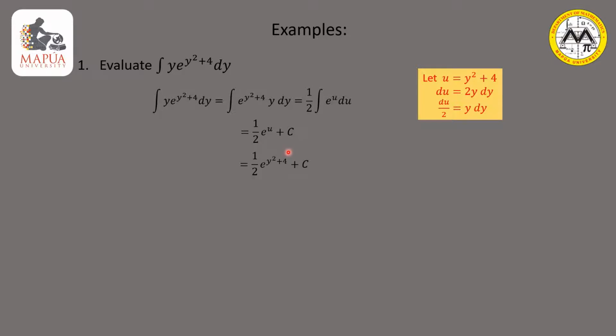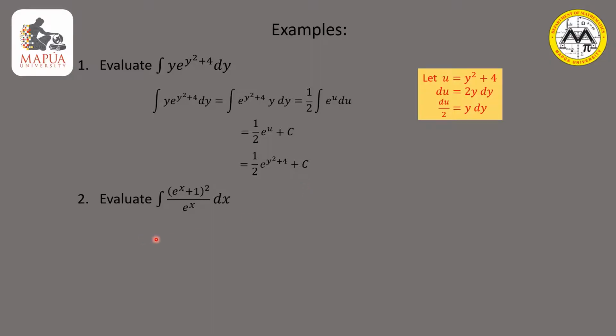But remember, every time you use the u substitution, do not forget to write back the integral in the original variable. So 1/2 of e to the u plus c is now given in terms of 1/2 of e to the y squared plus 4 plus c.